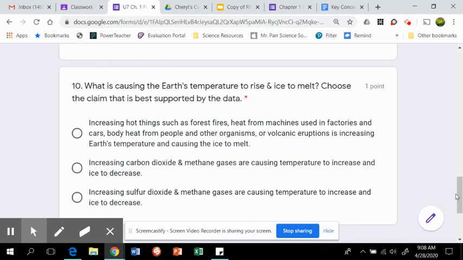Okay, number 10, what is causing the Earth's temperature to rise and ice to melt? Choose the claim that is best supported by the data. A, increasing hot things such as forest fires, heat from machines used in factories and cars, body heat from people and other organisms, or volcanic eruptions is increasing Earth's temperature and causing the ice to melt. B, increasing carbon dioxide and methane gases are causing temperatures to increase and ice to decrease. Or C, increasing sulfur dioxide and methane gases are causing temperature to increase and ice to decrease.